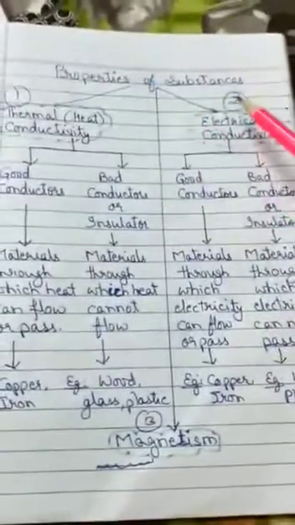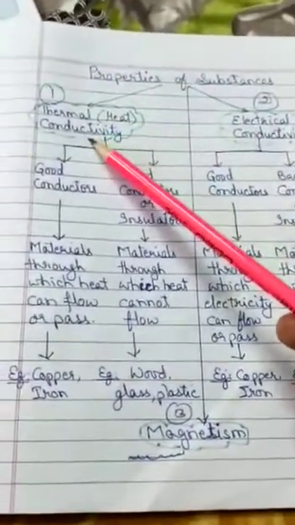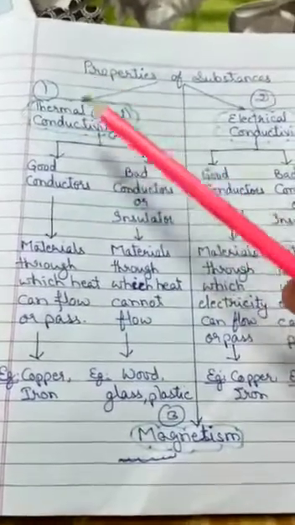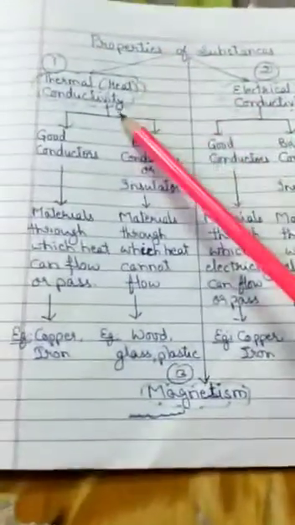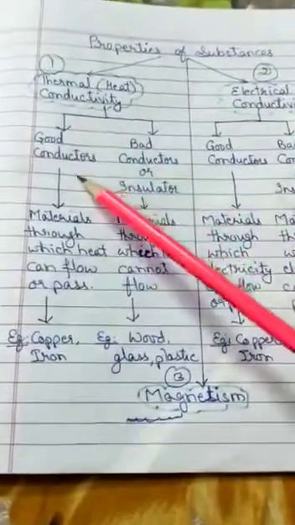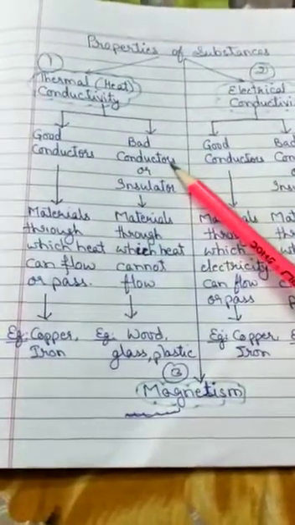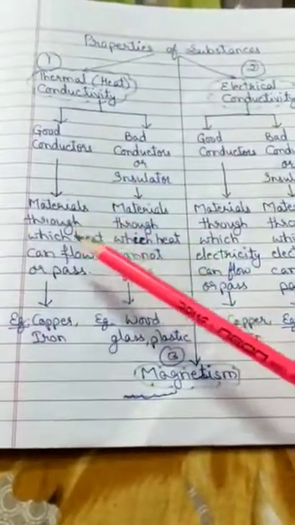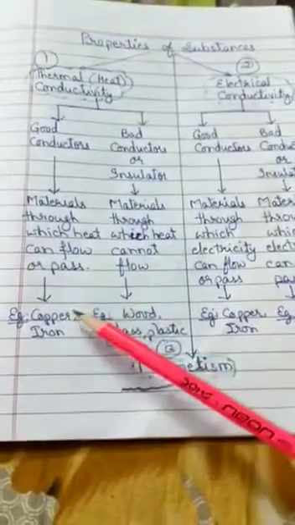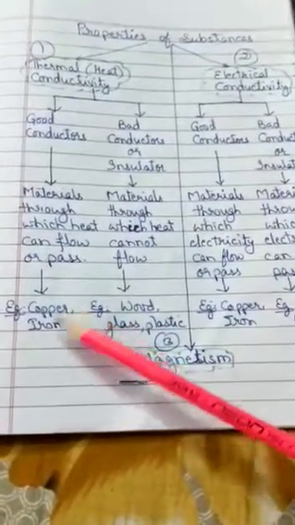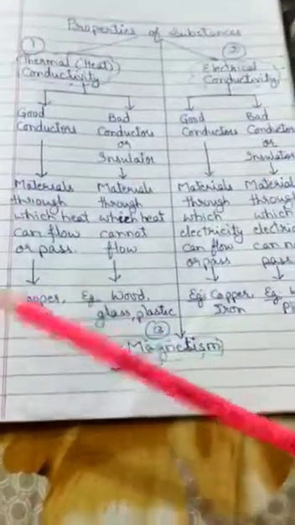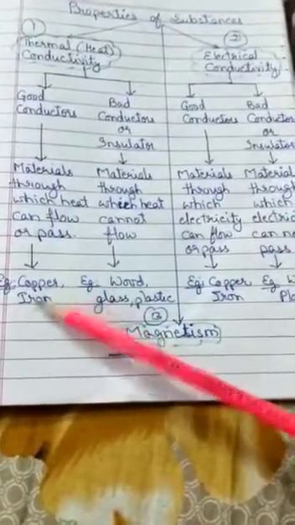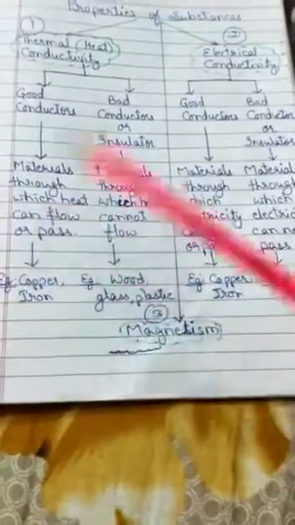See the properties of substances. The first property given in your book is thermal conductivity. Thermal means heat, right? According to this, two types of substances are there: good conductors and bad conductors. Bad conductors are also called insulators. Good conductors are materials through which heat can flow or pass, like copper and iron. If you put one end of these in hot water, you will find the other end of the copper or iron also becomes hot. Why is it so? Because the heat moves in it.